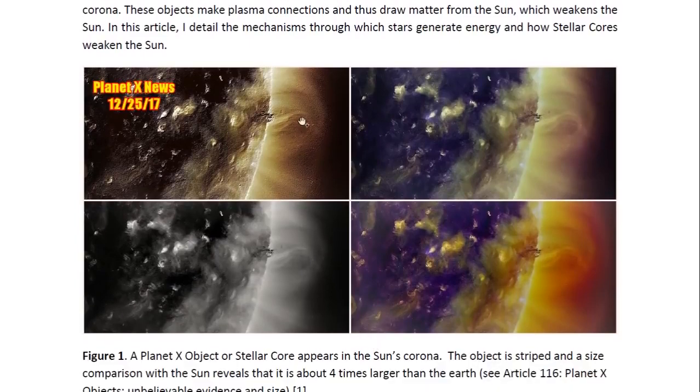And you see one of these objects in the sun's corona. As you can see, it's a spherical object. It has stripes. You can clearly see that this is a spherical object because the stripes are curved and thus follow the curvature of the object. We can see that it has a plasma connection here. This plasma that seems to be from the sun's corona, it seems to be attached to the object and following it as it moves in its trajectory around the sun.